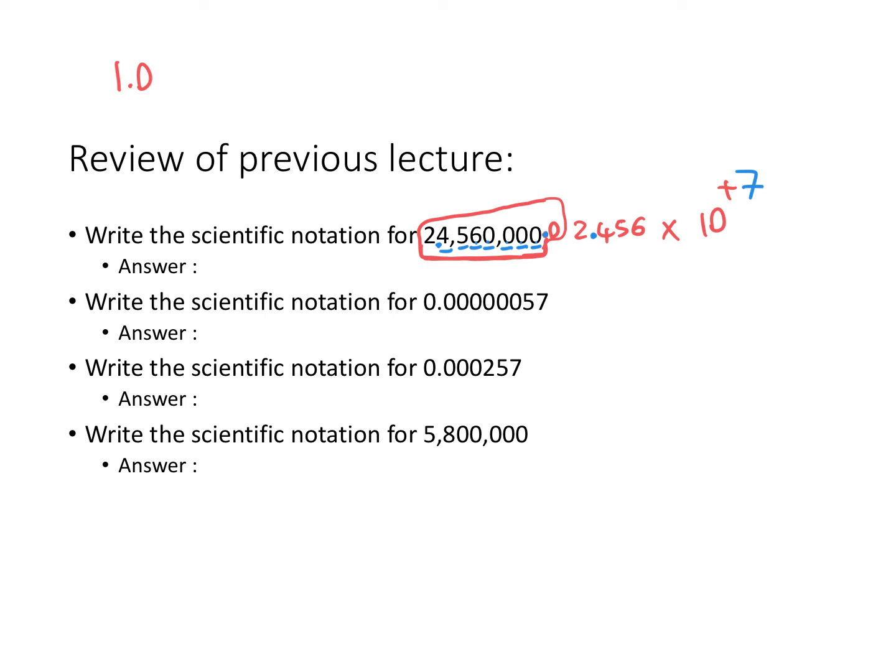Can anyone tell me what they wrote for the next one, right? 5.7 times 10 to negative 7. Did everyone get this? Does anyone have a different number? So you see, we write this number as a number between 1 and 10.